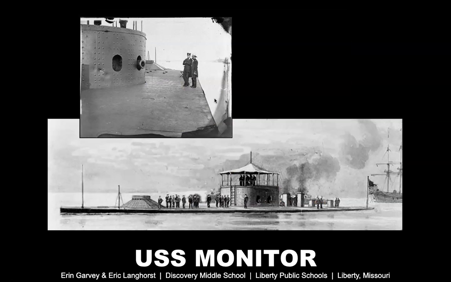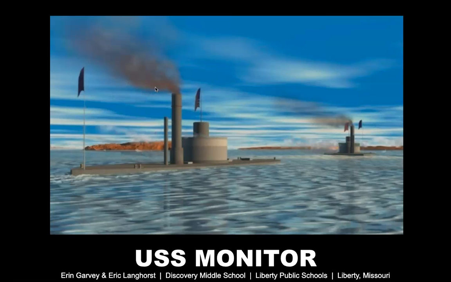It's kind of interesting how the two sides had completely different designs, but they were both ironclads. So here's a drawing of it, and then this is an actual photograph, and you can see the turret here and then the cannon sticking out of the turret. All right, so there's a computer-generated picture of what the Monitor looked like.